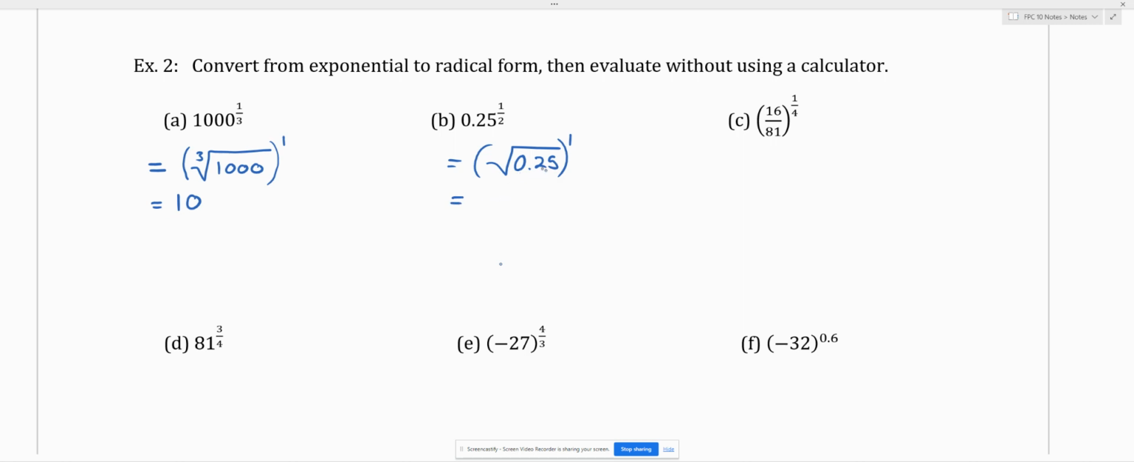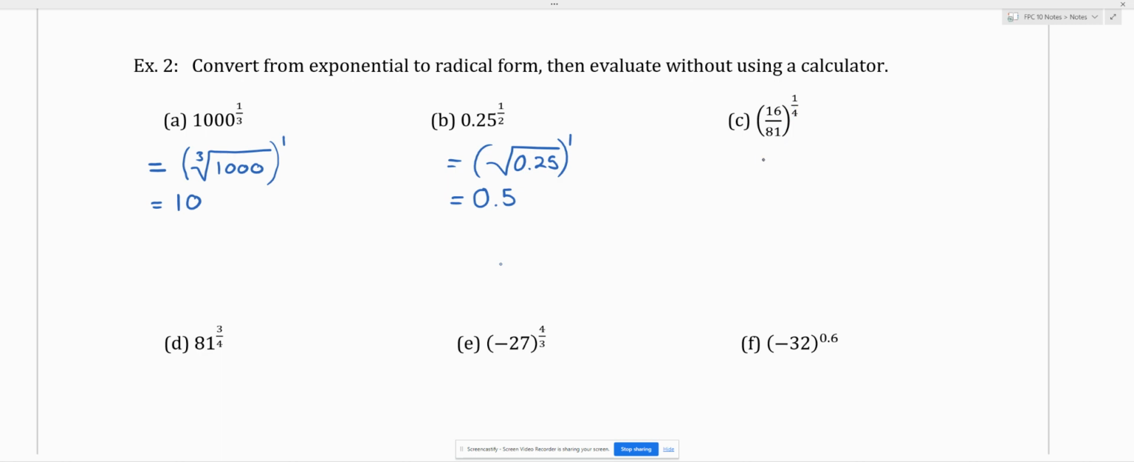So I just need to figure out what number times itself gives me 0.25. Well, we know 5 times 5 is 25, but notice the decimal. Because we have 2 decimals here, I must have only 1 when I take the square root. Okay, and that's it, that's all. We're done because raised to the power of 1 is the same thing.